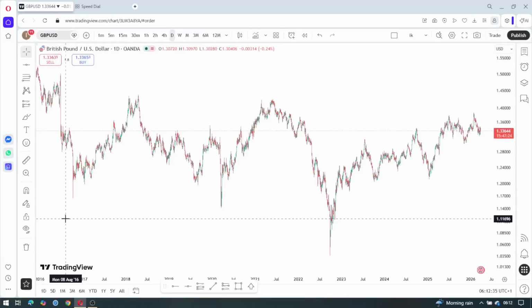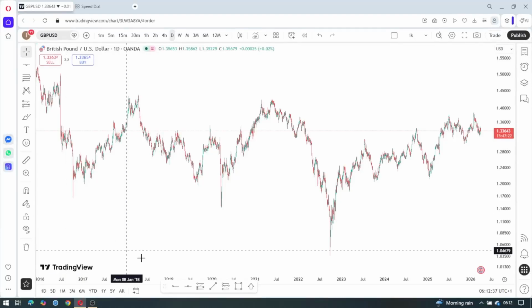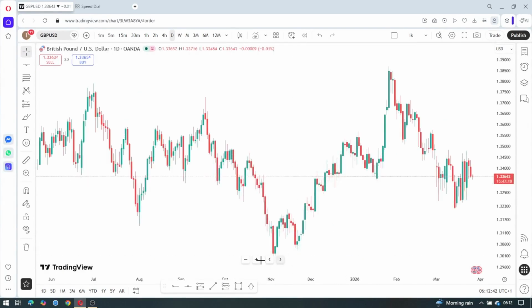We want to look at the ranging market, that's sideways markets, and how do we go about identifying it? It's very simple. This is the British pound against the US dollar, on the daily time frame. You can use any time frame, but here I decide to use the daily time frame.